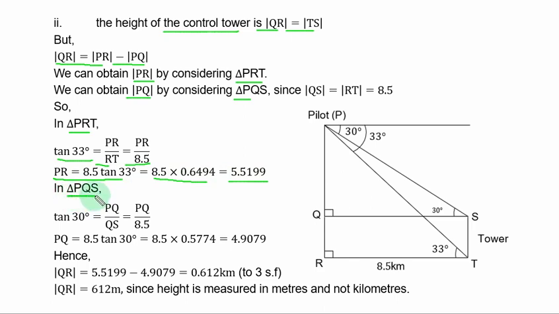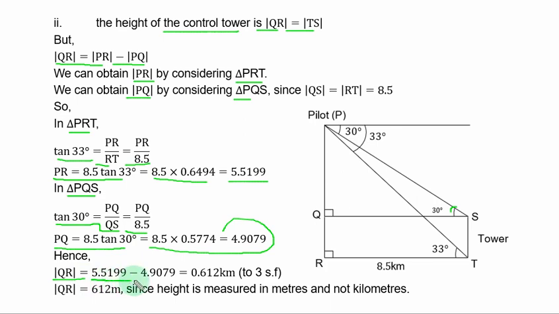In triangle PQS, QS is equal to RT, 8.5 kilometers. We are considering this angle. Here is opposite and here is adjacent. So tan 30 degrees is equal to PQ over QS. You have it in this form. Multiply through by 8.5 to clear fraction, and you have PQ to be 4.9079.